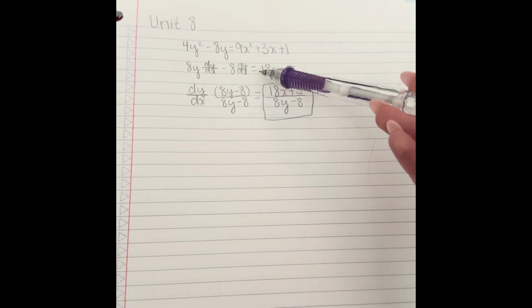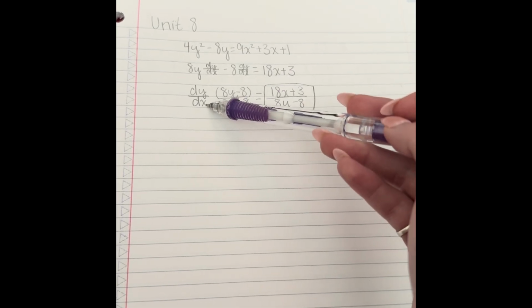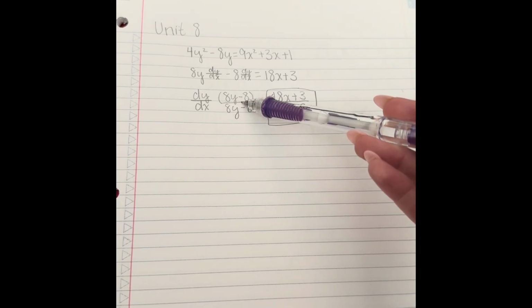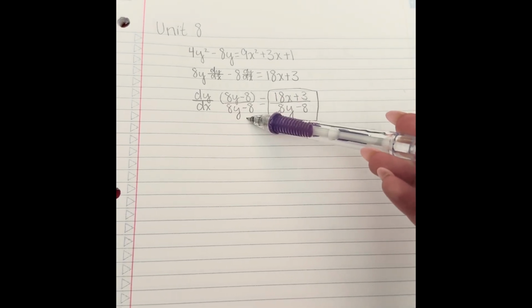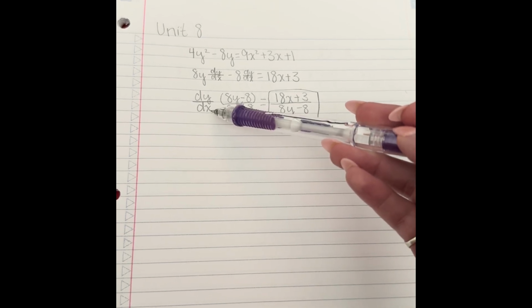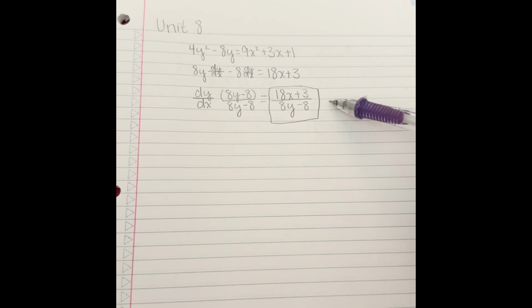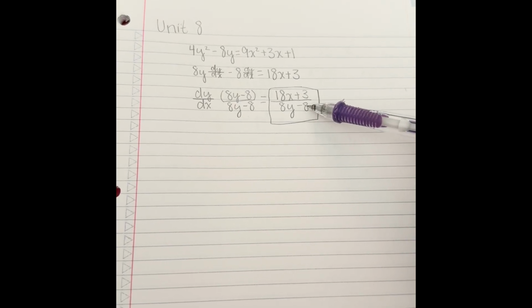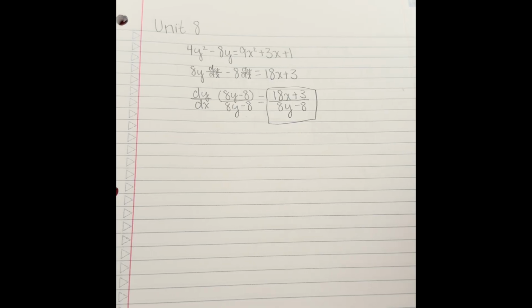And then you're going to factor out the dy/dx, which will leave you with 8y minus 8, and then you'll divide by 8y minus 8 to get dy/dx by itself. So our final answer will be 18x plus 3 over 8y minus 8.